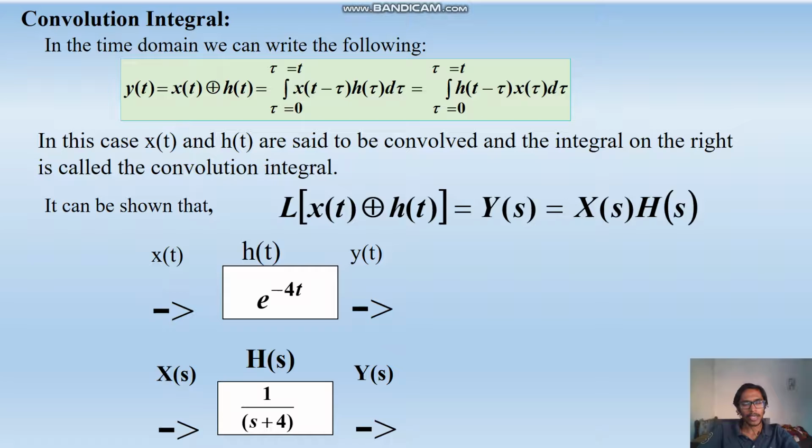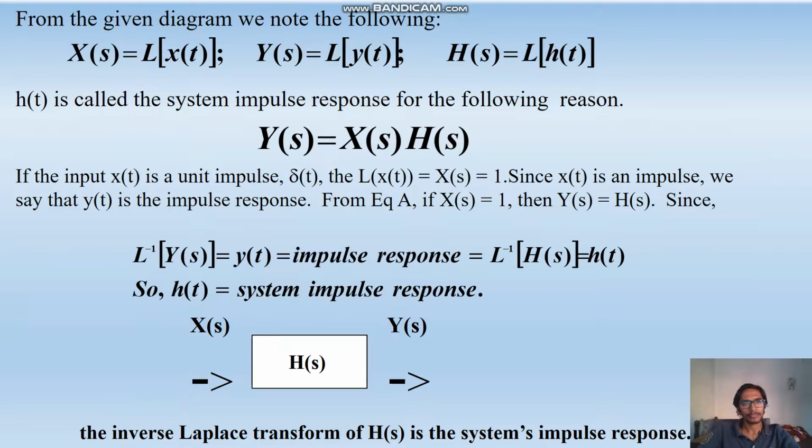And we have the Laplace transform of e to the power minus 4t is 1 upon s plus 4. Now from this diagram, X(s) is simply the Laplace transform of x(t). Similarly, Y(s) is the Laplace transform of y(t) and H(s) is the Laplace transform of h(t), where h(t) is called the system impulse response for the following reason. We have Y(s) equal to X(s) H(s).